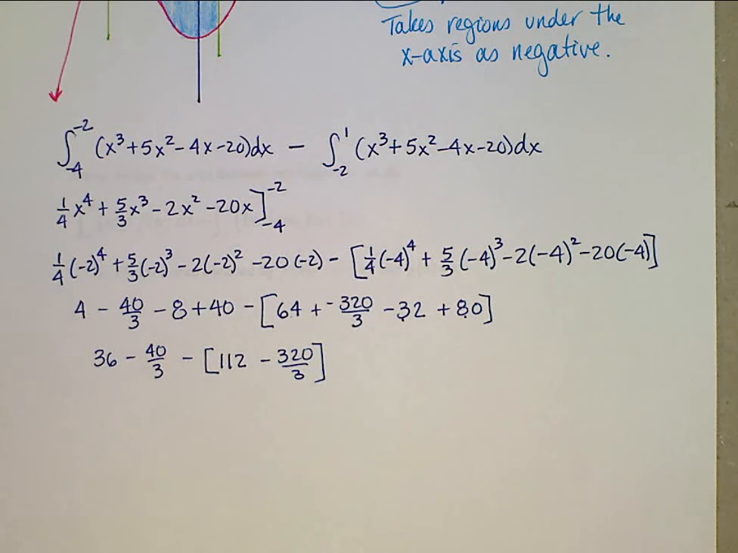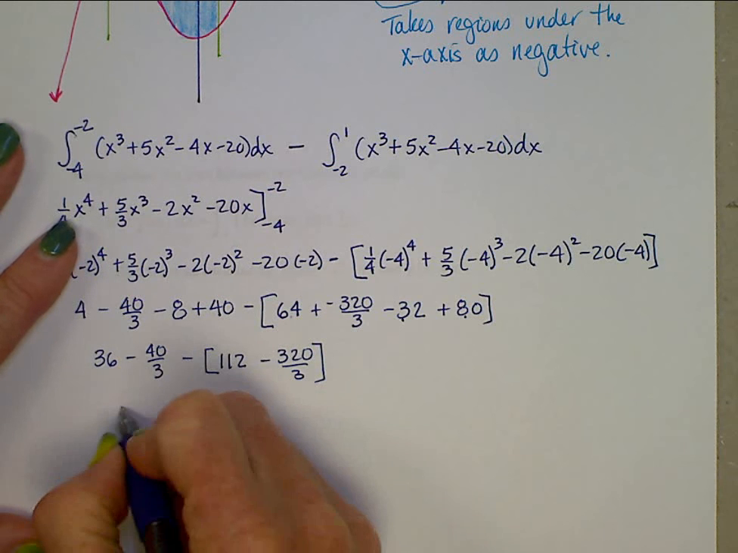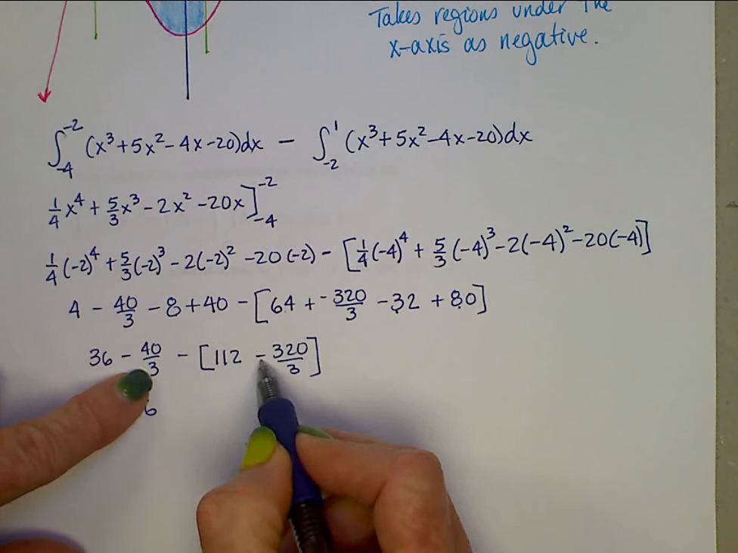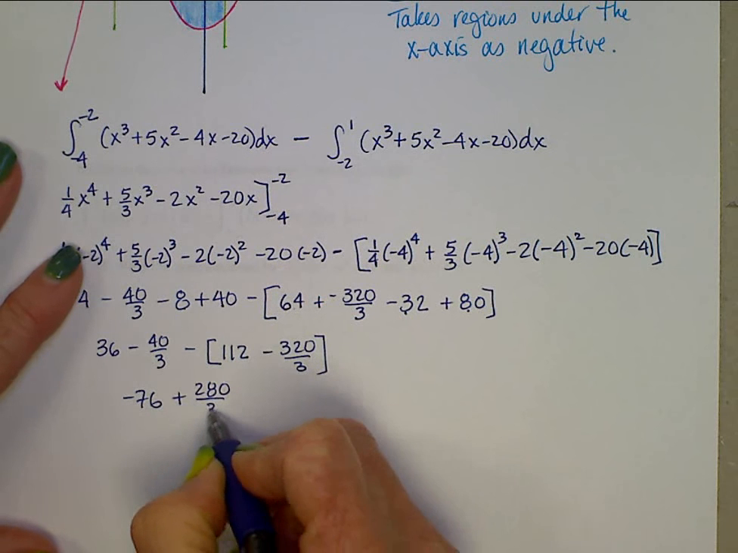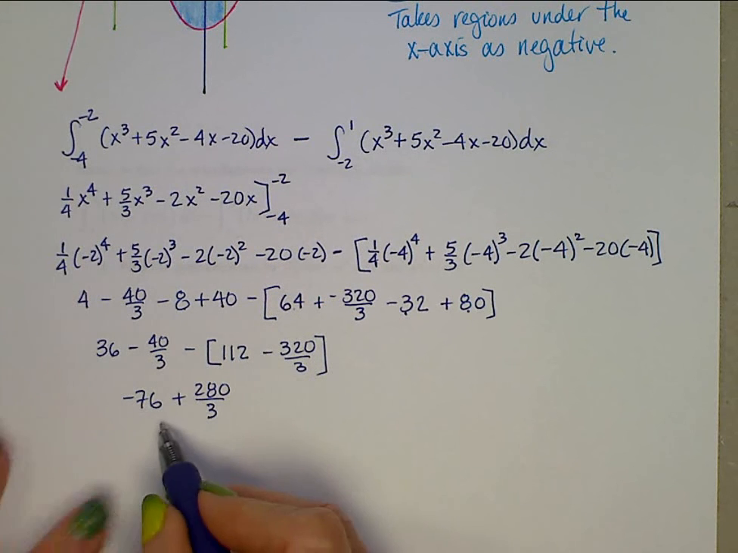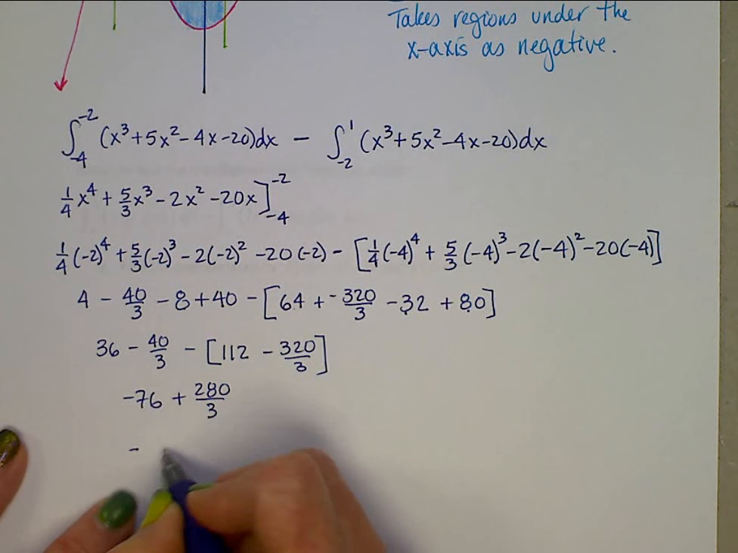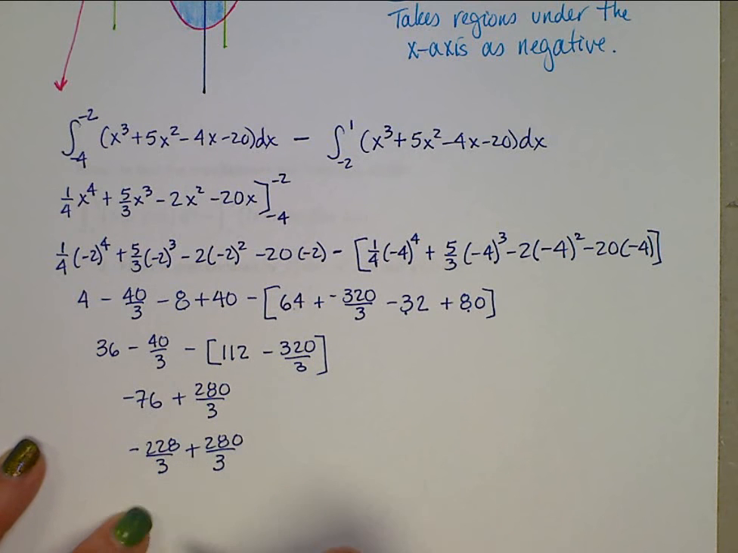Now we can distribute that minus sign. 36 minus 112, negative 76, and negative 40 over 3 minus a negative 320 over 3 is plus 280 over 3. I'm going to go ahead and get a common denominator here with this 76, and that'll be negative 76 times 3, 228 over 3 plus 280 over 3. 52 over 3. Phew. But we are not done.